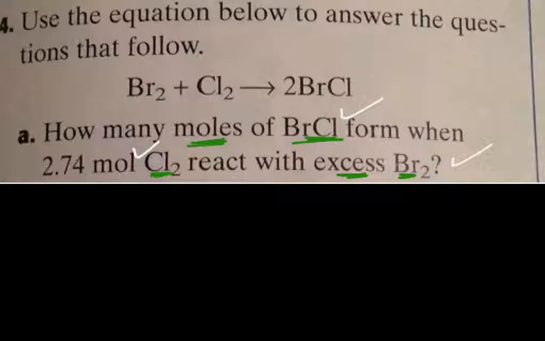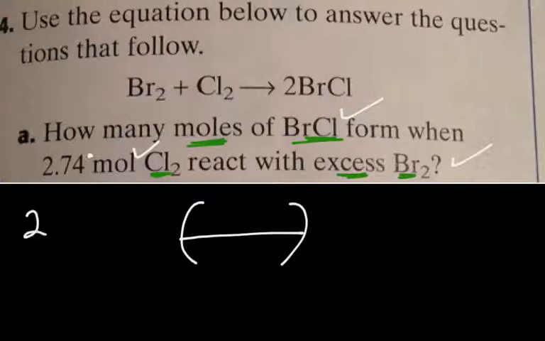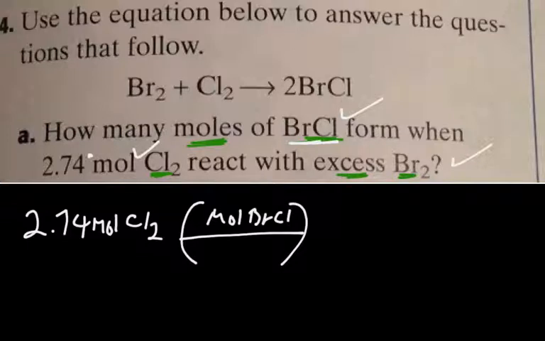So what we do, we simply set it up. Now we have our conversion factor as always. We focus on the fact that we're given 2.74 moles of Cl2. And we know from experience the information that you're given goes on the outside. So we'll put 2.74 moles of Cl2 on the outside. Now since we're looking for moles of BrCl, that goes at the top. Now we want to get rid of moles of Cl2, so we'll put moles of Cl2 in the bottom. So those units will cancel.